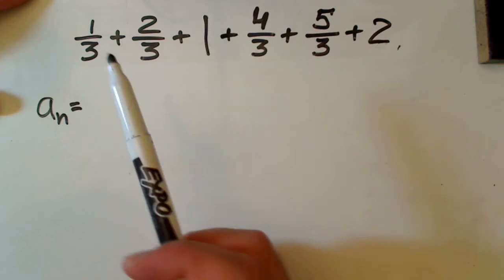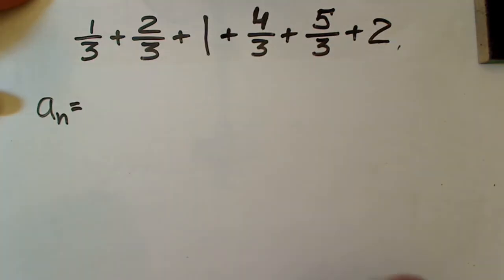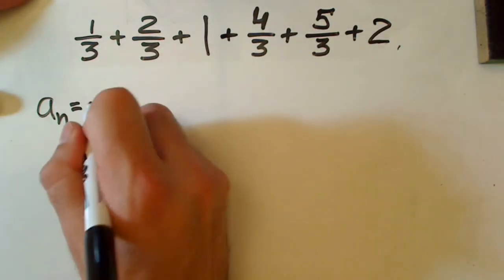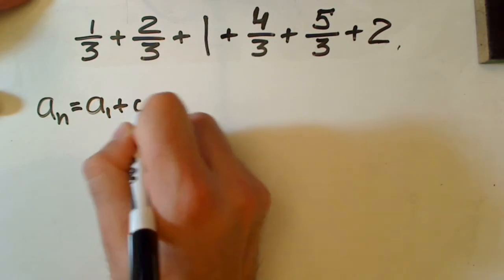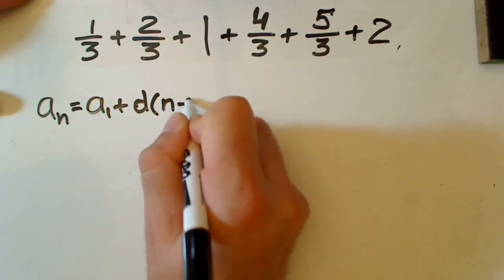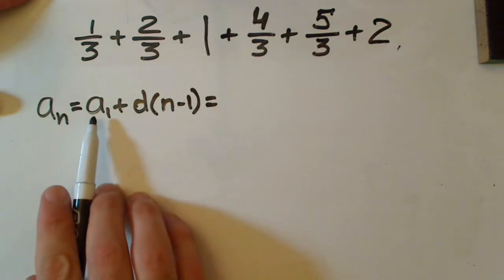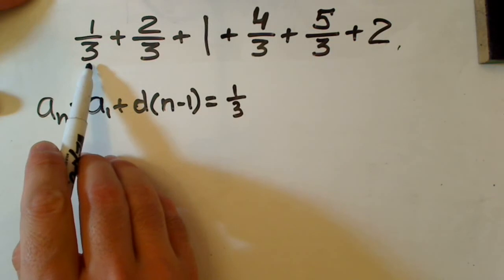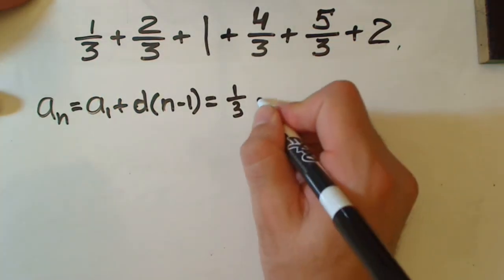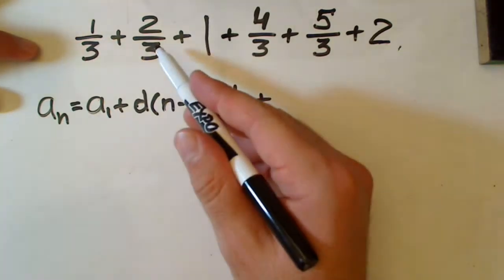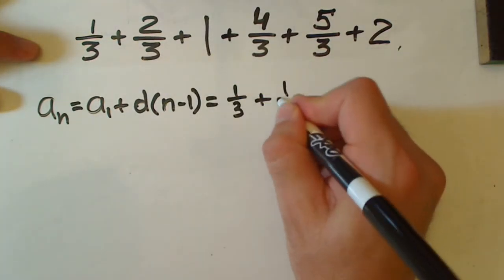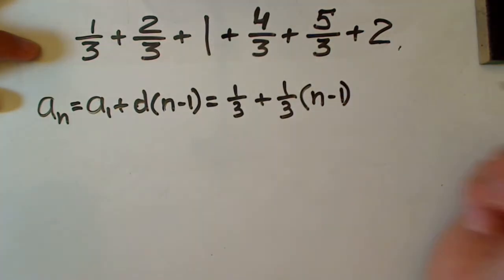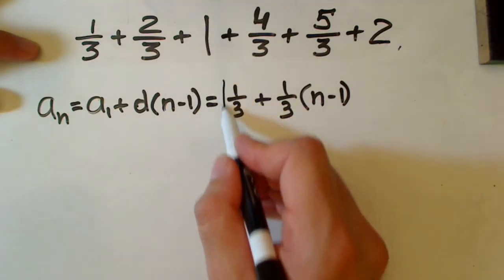Because 2/3 minus 1/3 is 1/3, and 1 minus 2/3 is 1/3. Now, remember the general term is a1 plus d times n minus 1. Okay, what is our first term? Our first term is 1/3, right here, that is a1, plus what is d? d is the common difference, which is 1/3, times n minus 1, and this is our general term.